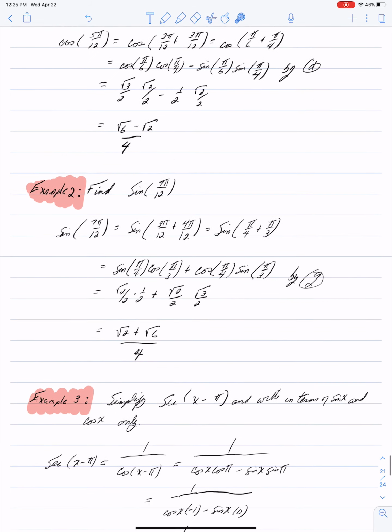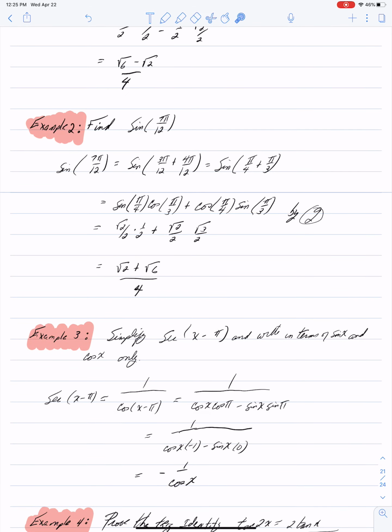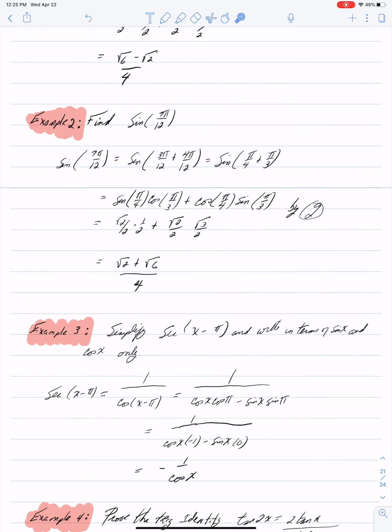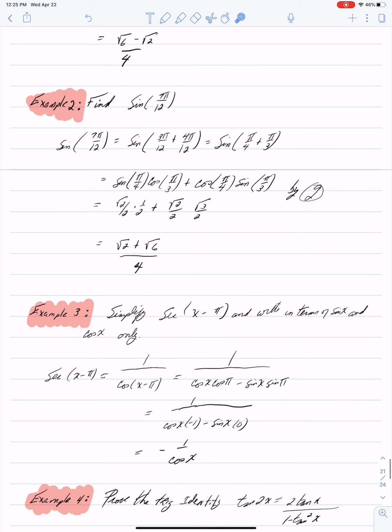How about that? Another example. Suppose I wanted to figure out the sine of 7 pi over 12. Well, again, I just need to be clever enough to write 7 pi over 12 as a sum or difference of common angles. Well, 7 pi is 3 pi add 4 pi, and 3 pi over 12 is pi over 4, and 4 pi over 12 is pi over 3. So 7 pi over 12 is pi over 4 add pi over 3. Well, both of those are common angles.